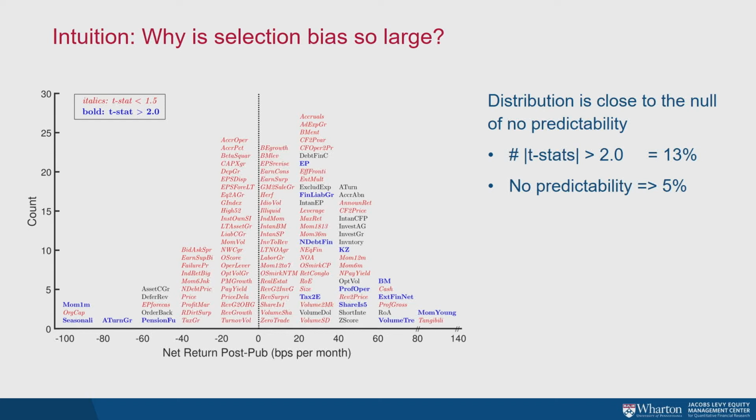The number of t-stats in this chart that are larger than 2 in absolute value is 13%, or the rate anyway. If there's no predictability, it would be 5%. They're not that different. That means that there's not that much dispersion in expected returns, or you could say that most of this heterogeneity can be explained by luck.